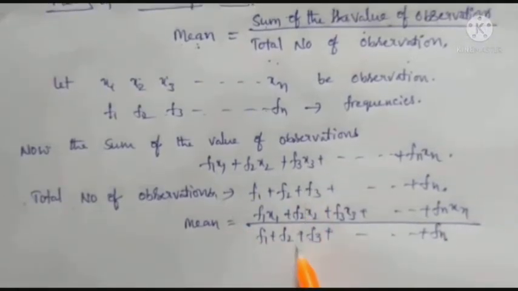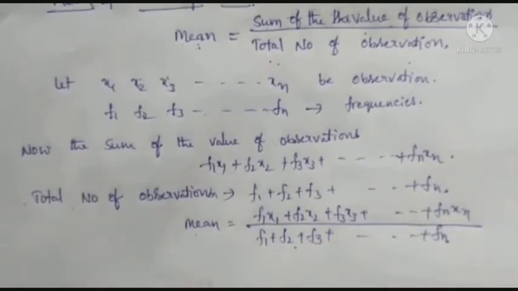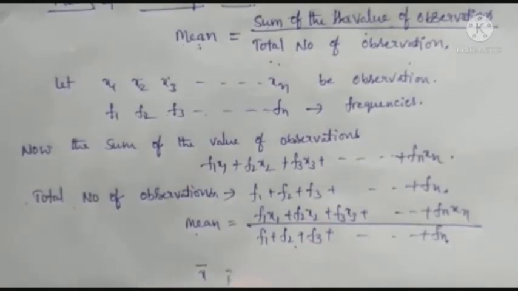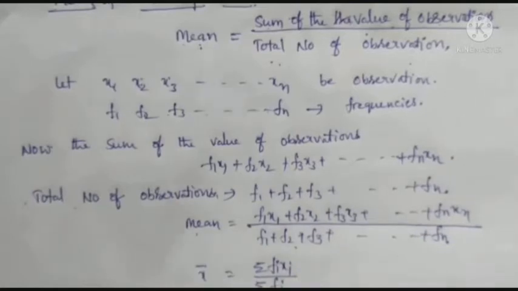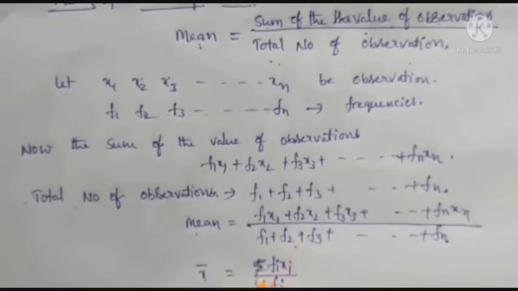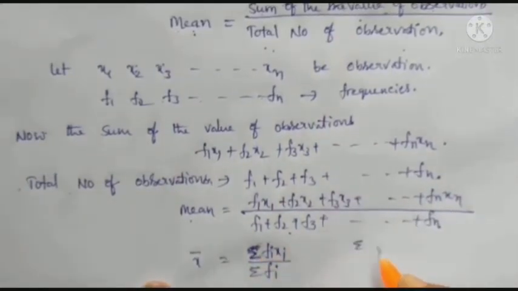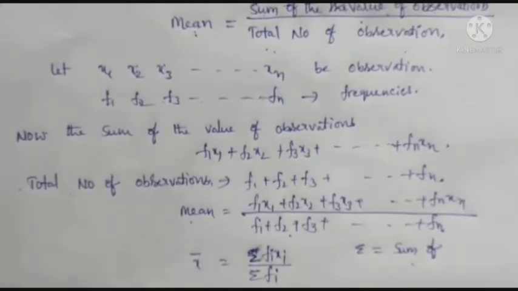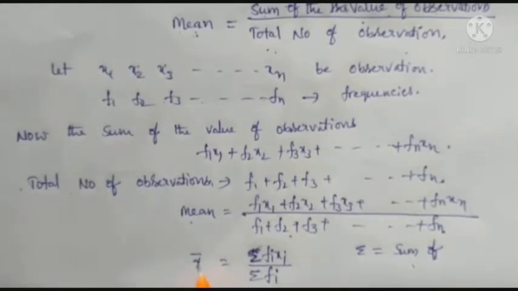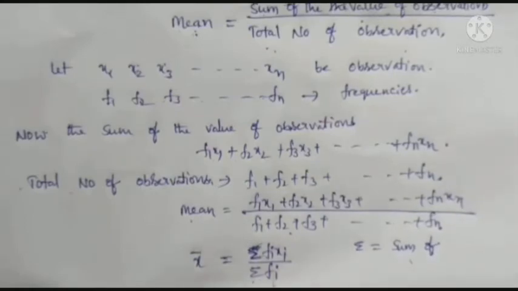It can be written in short form. Mean is denoted by x bar. So, in short form, sigma fi xi by sigma fi. Here, sigma is a Greek letter. Sigma means sum of. So, okay children, x bar is equal to sigma fi xi by sigma fi.